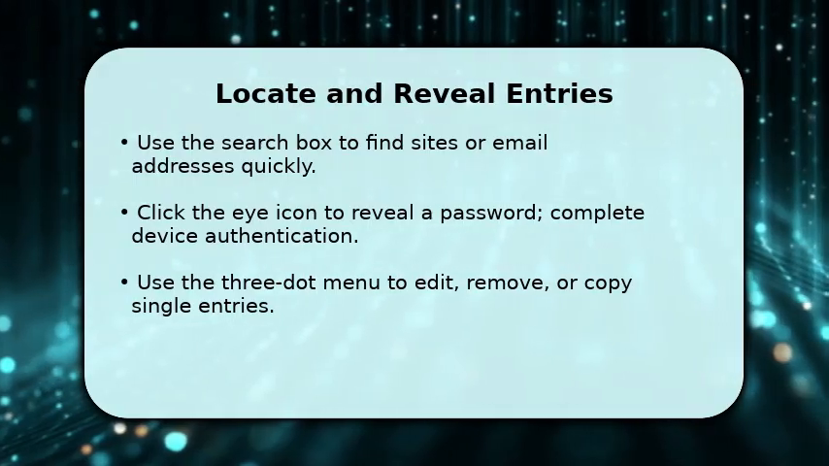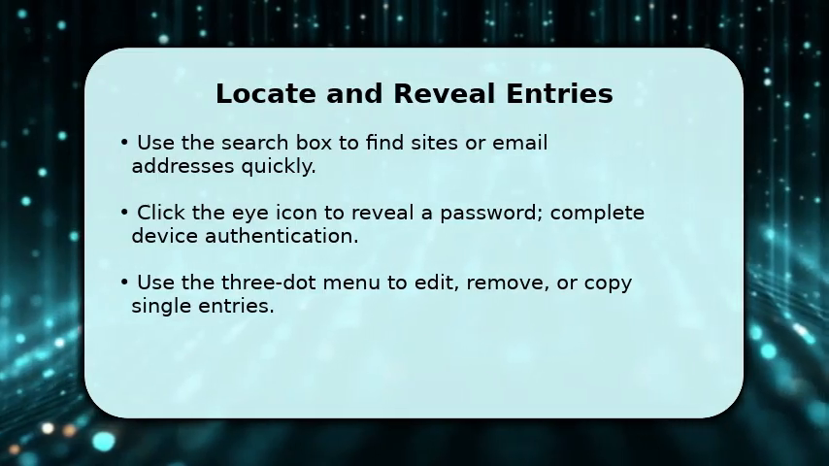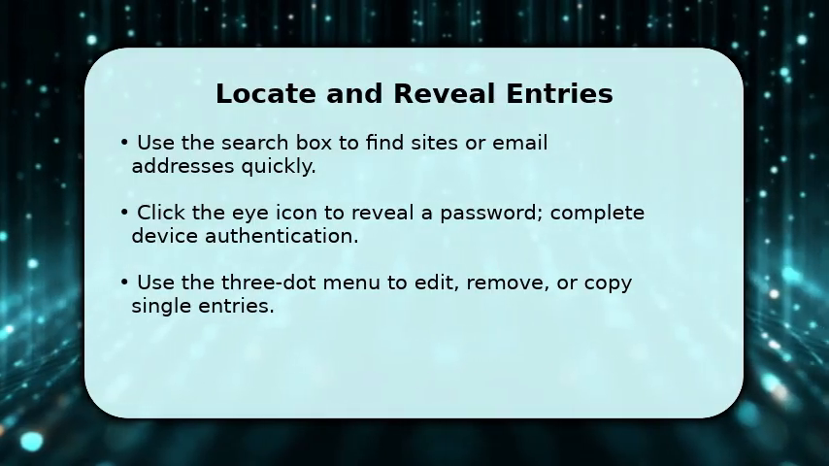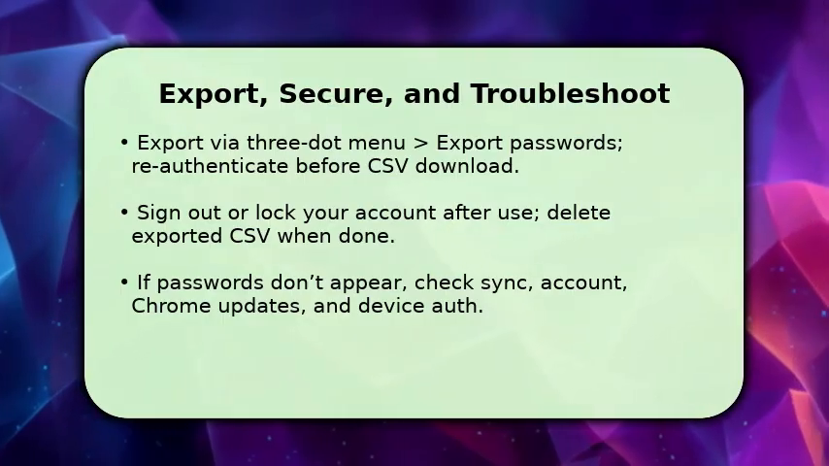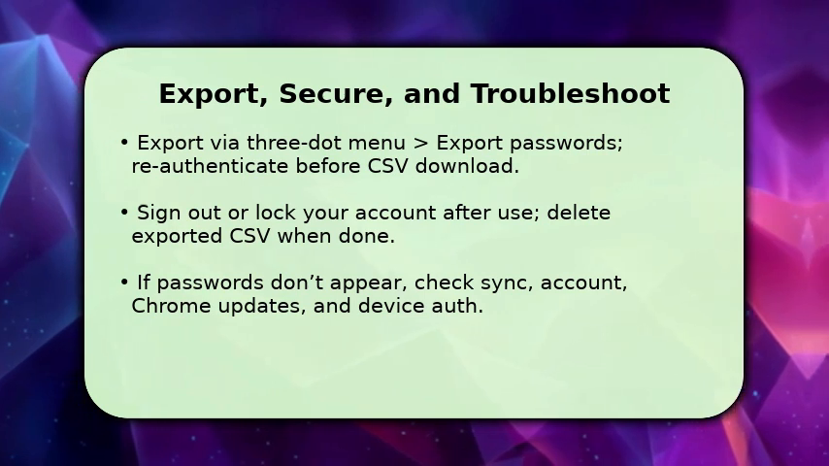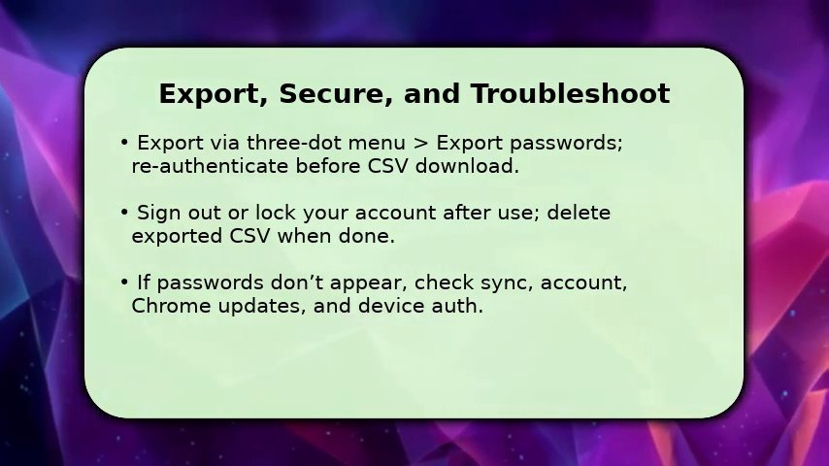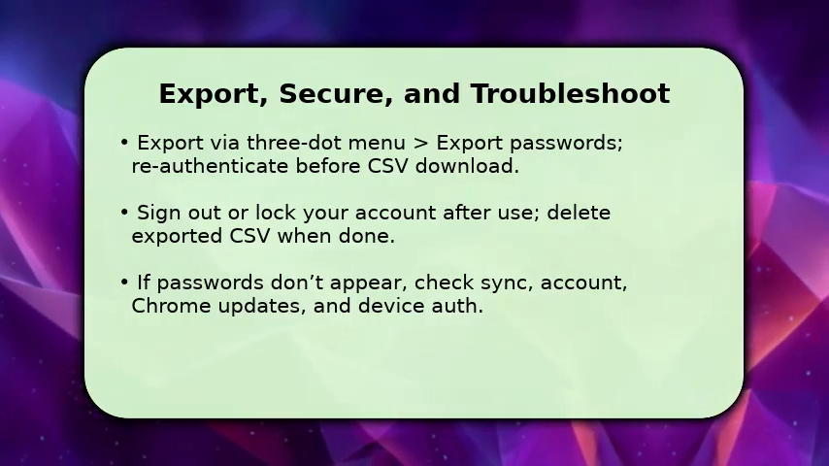If you need many entries, consider the export function, but note it requires re-authentication and creates a plain CSV. So be careful where you save it and why you're exporting. To finish, use the three-dot menu and choose Export Passwords if you need an offline copy. Google will prompt for your system password again because the CSV is unencrypted. Save it to a secure location, then immediately delete the file when finished and sign out of the session.